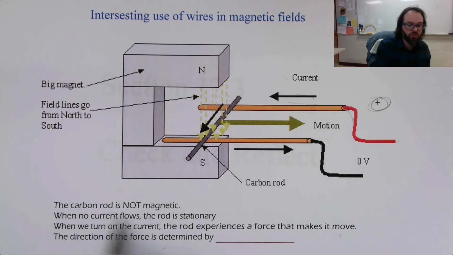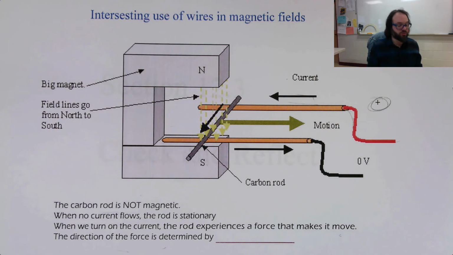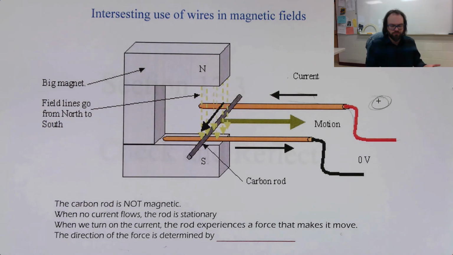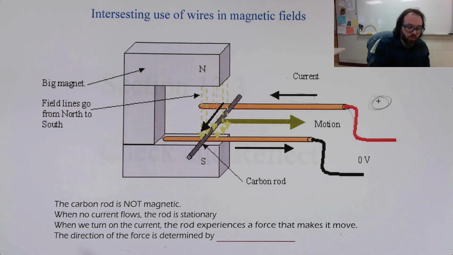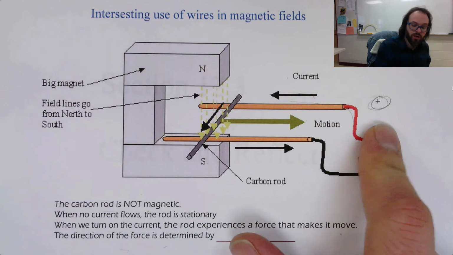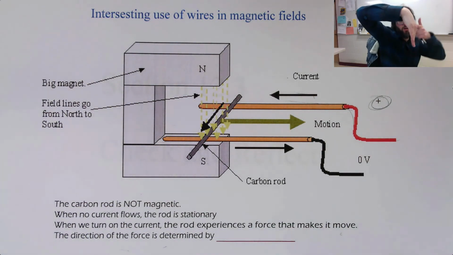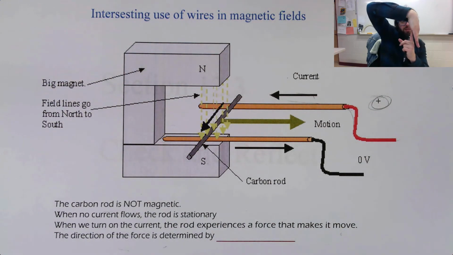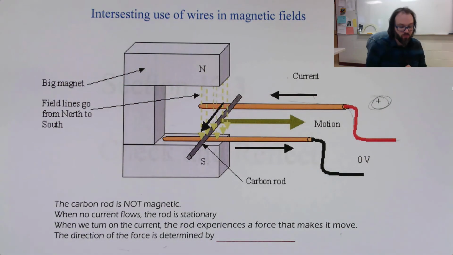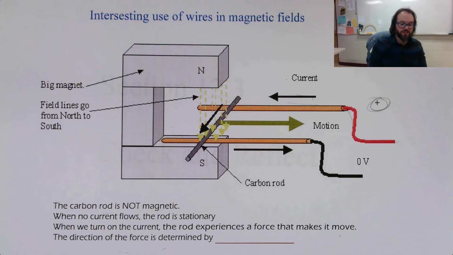Now, the carbon rod, to note, is not magnetic, so it's not affected by the magnetic field at first. When no current flows through, the rod is stationary. When we turn on the current, we're going to have to use my right hand because we're looking at positive, so we're using my right hand. Magnetic field's coming down, my current's coming in towards me. That means it's going to push the rod out that way. So the direction of the force is determined by the direction of my current flow.